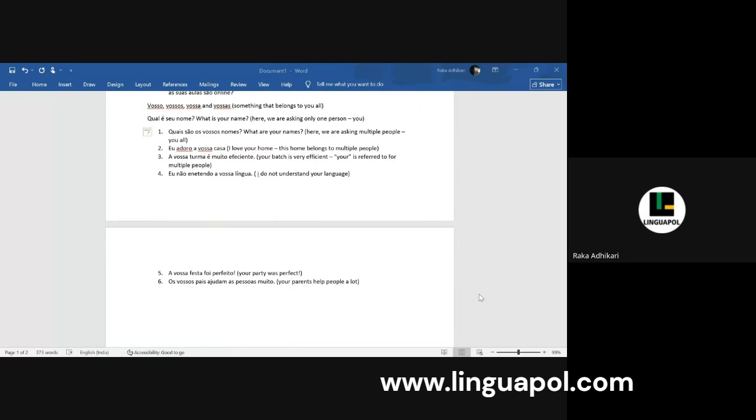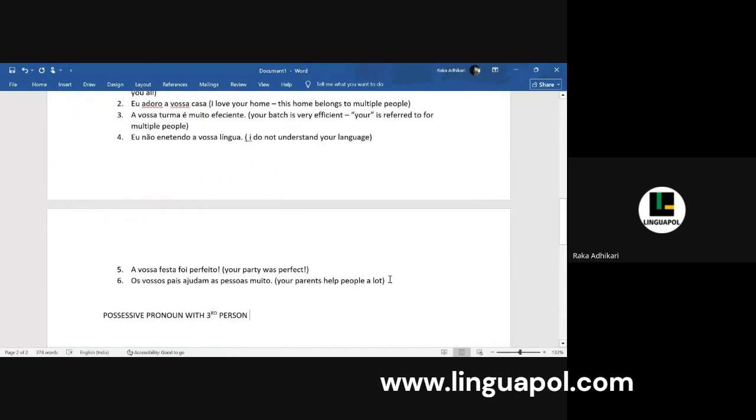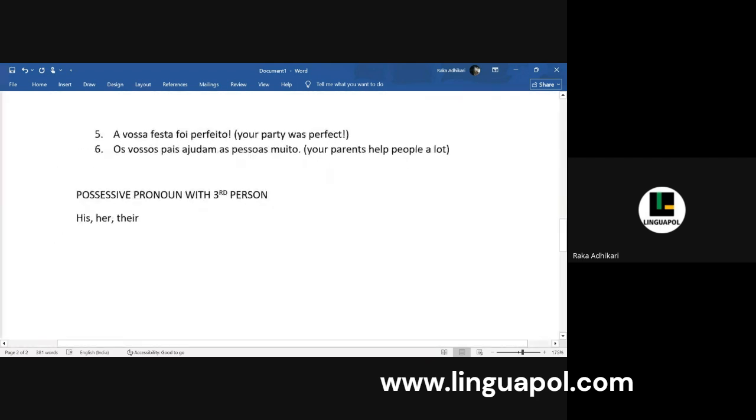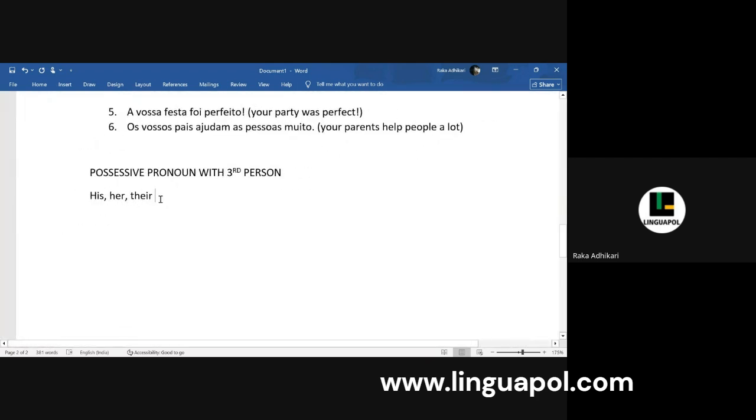Okay guys, we'll move on to the last topic today. That is our possessive pronoun with third person. Possessive pronoun with third person. That is in English, as we say, his, her, and their. His, her, and their.